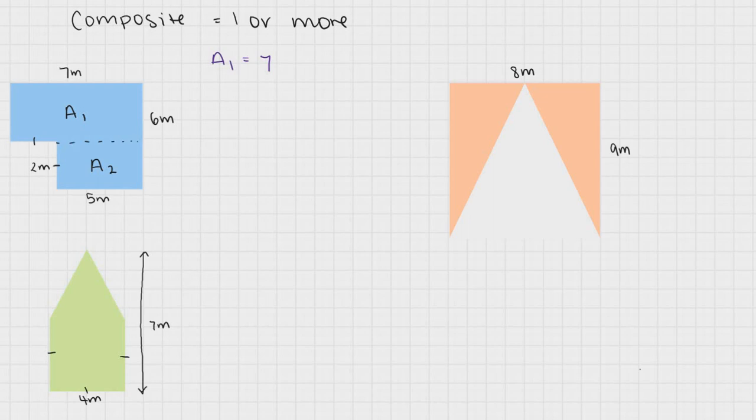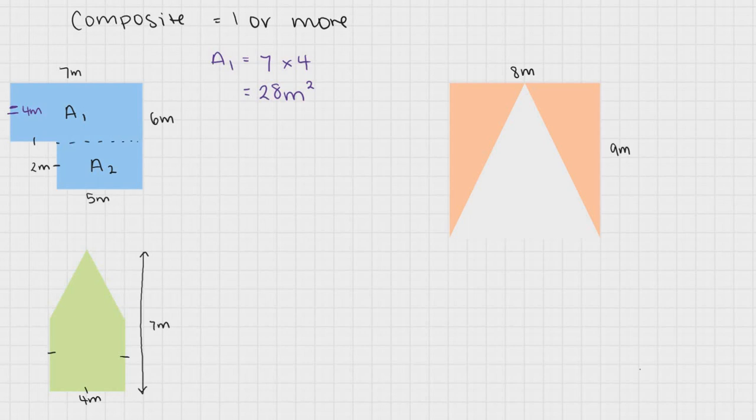So the 6 meters there applies to the whole side length of the composite shape, which means that I have to figure out what this little bit here is. Now, I've got this cut out here, which says it's 2 meters wide, and it's got that little dash there saying that side length is the same. So if I've got 6 meters along the whole edge and that 2 meters is taken out, that means this is 4 meters. So my A1 is going to be 7 times 4, length times width, which is equal to 28 meters squared.